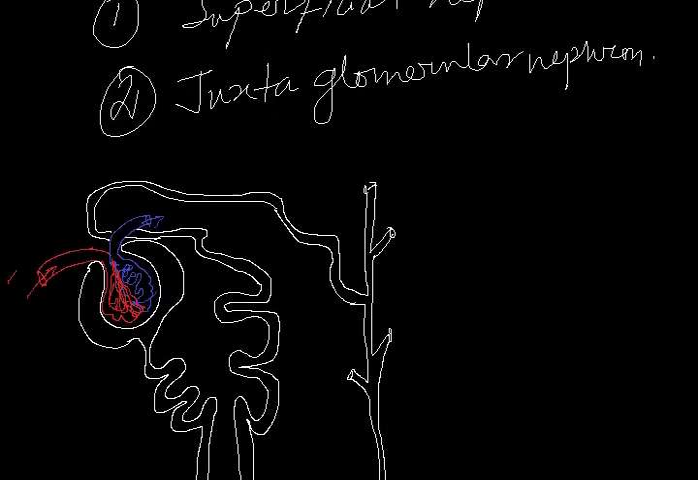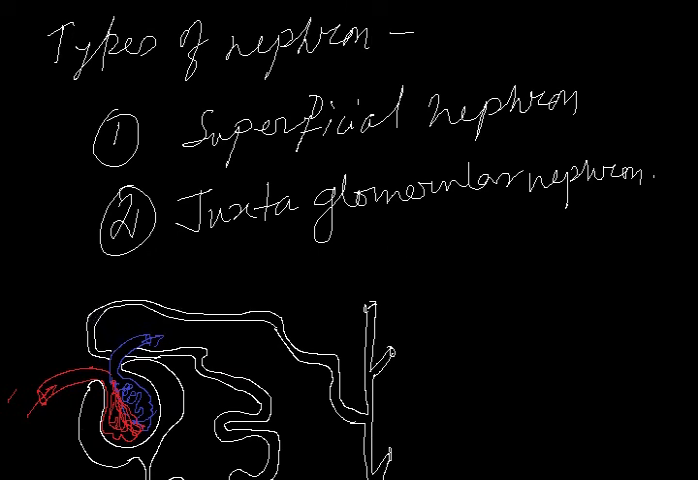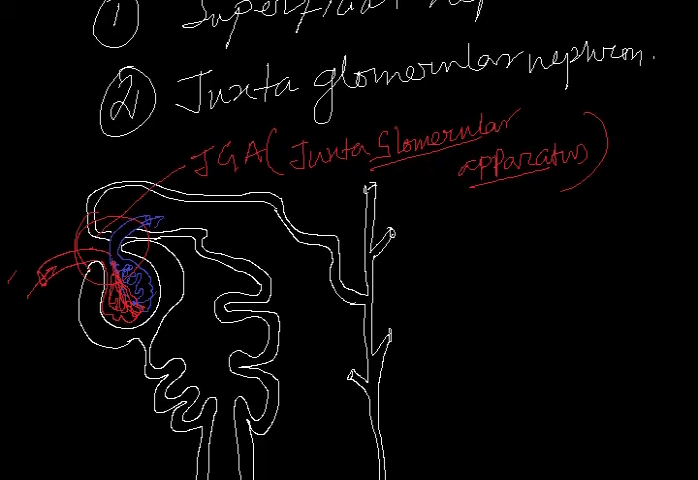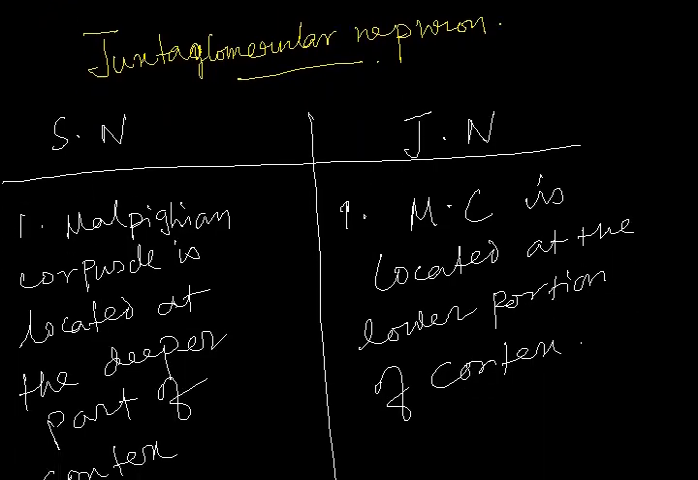Now, another important point is that the portion where the DCT, the afferent arteriole and the efferent arteriole touch forms a specialized organ known as the JGA or juxtaglomerular apparatus. This is a very important region of the juxtaglomerular nephron, and it is responsible for various physiological functions, such as secretion of erythropoietin, renin, and different kinds of biochemical substances.